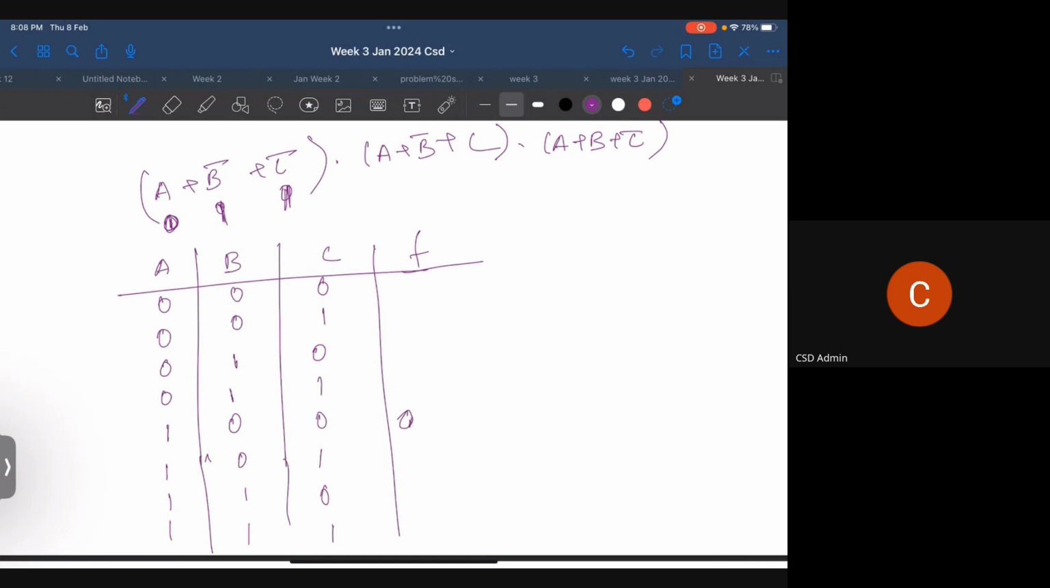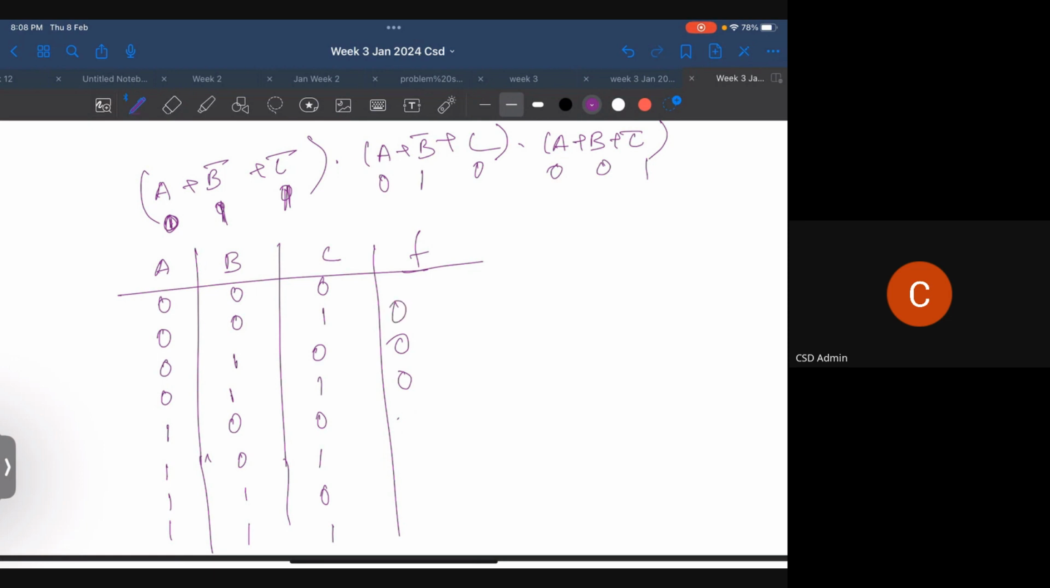So 0, 1, 1. So 0, 1 and getting 0. This will be 0, 1, 0. 0, 1, 0 are getting 0. A plus B. This is 0. Sorry, this is 0, 0, 1. 0, 0, 1 are getting 0, right?